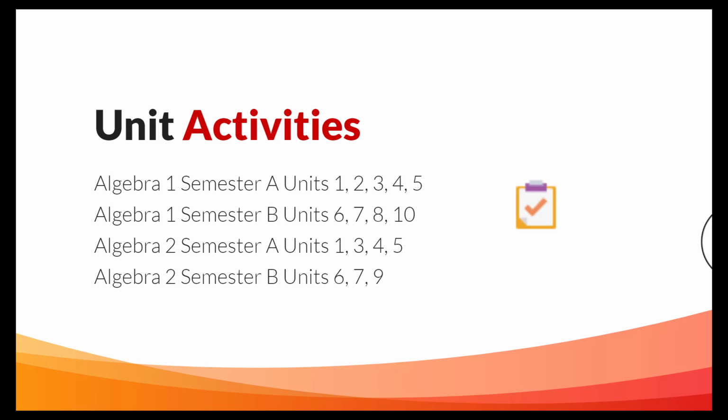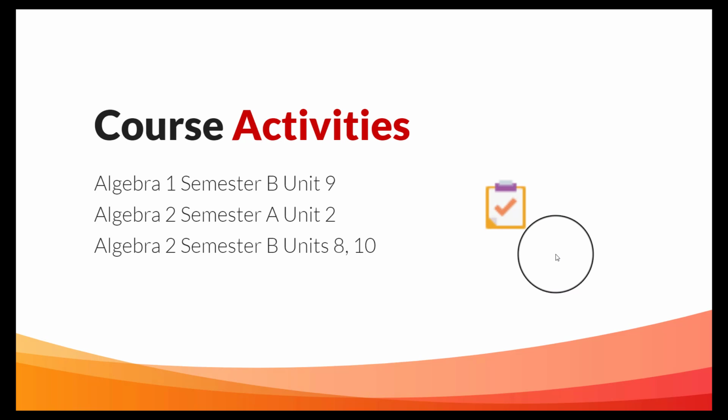The unit activities are listed below. As you can see, the icon is different than the Dropbox activities. This is the same icon used throughout the entire course for all 4 semesters. Course activities are listed below: Algebra 1 Semester B Unit 9, Algebra 2 Semester A Unit 2, Algebra 2 Semester B Units 8 and 10. Again, it has the same icon as the unit activities and other items in the course. Let's go ahead and take a look at the unit and course activities in these courses.